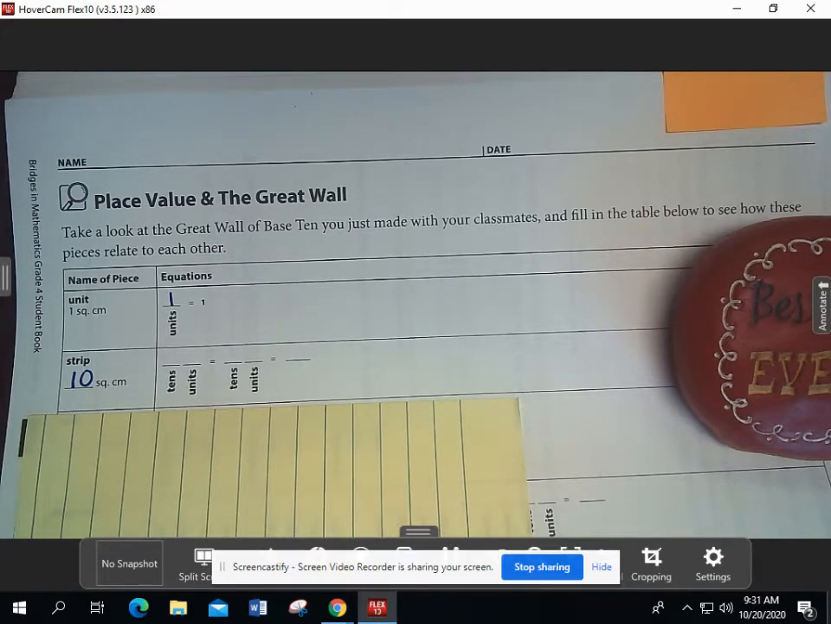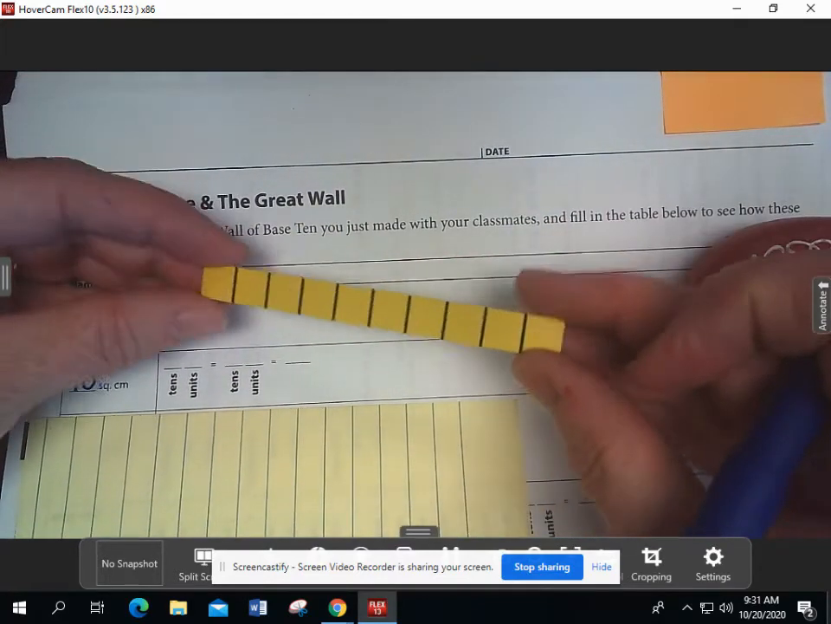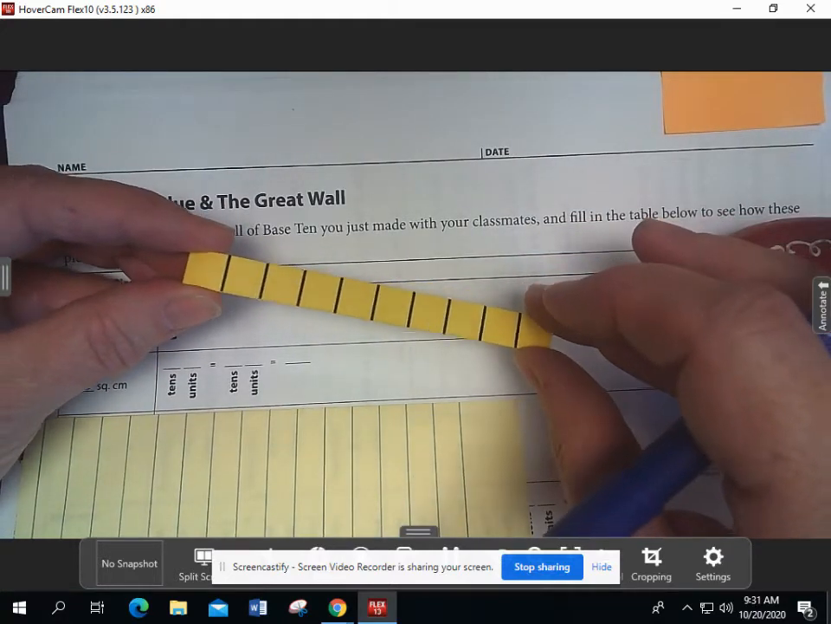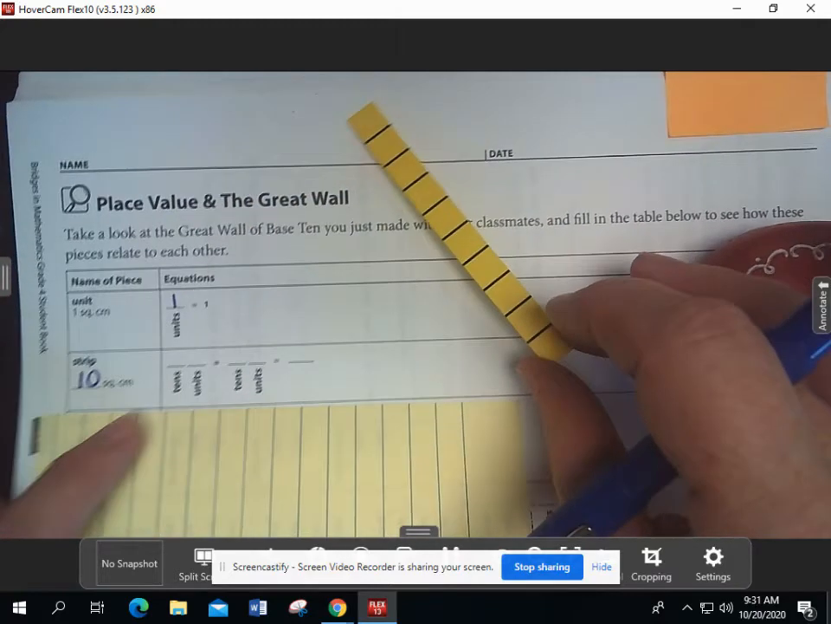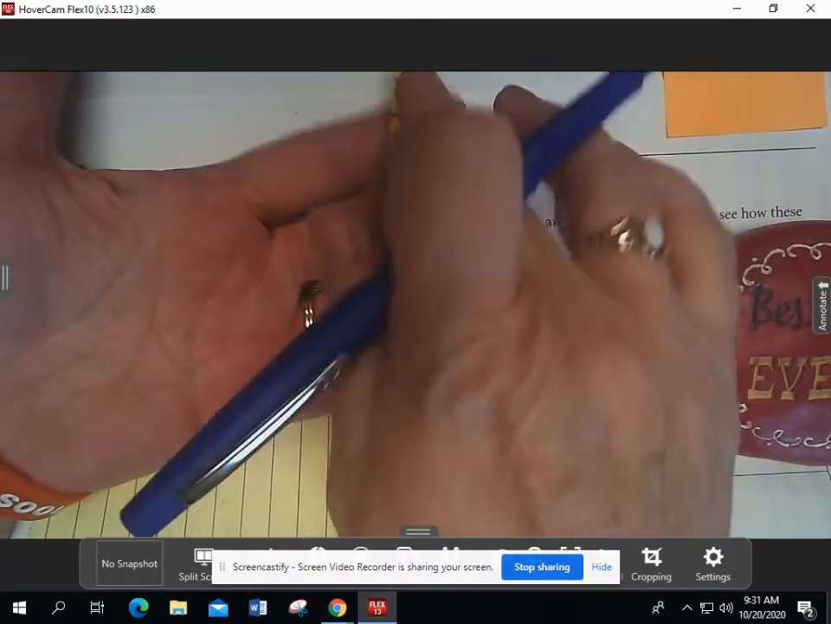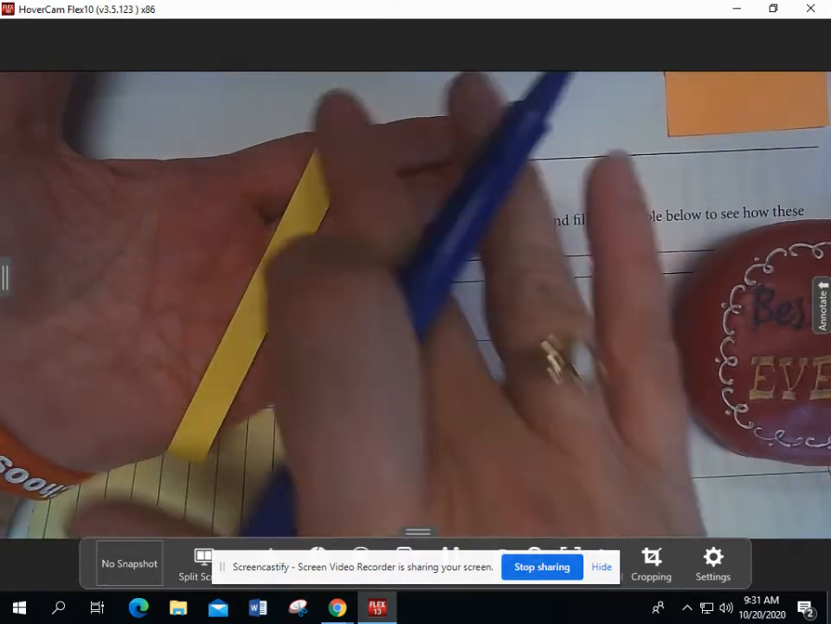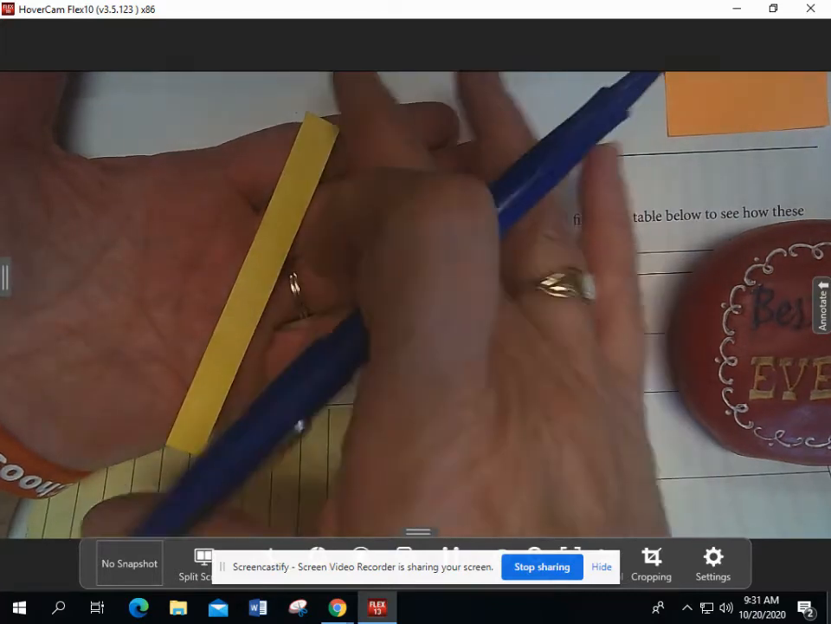So I want you to look at this thing. You see that? What does this mean when we talk about one of these? What number does it represent? Trevor? 10. Okay. So if it is a 10, how many of these yellow pieces, this yellow strip, I'm going to turn it like this, how many of these things do I have in my hand? Trevor. 10. Okay, try again.